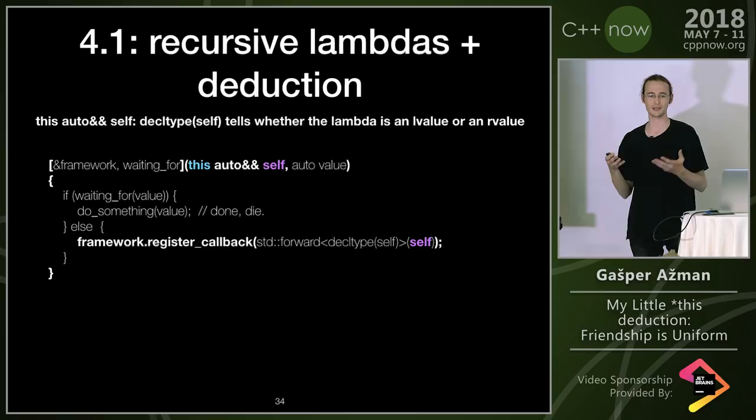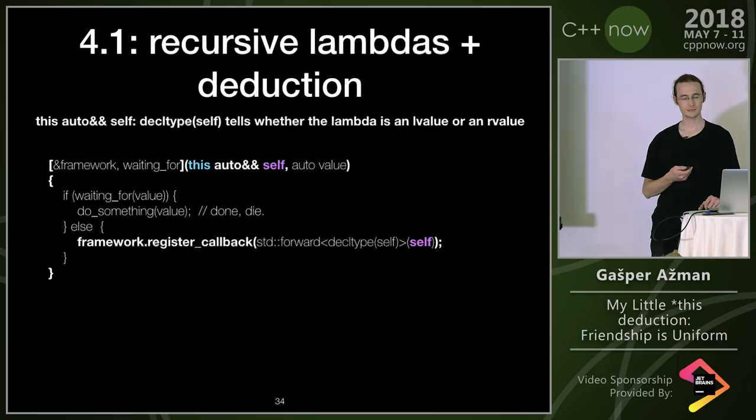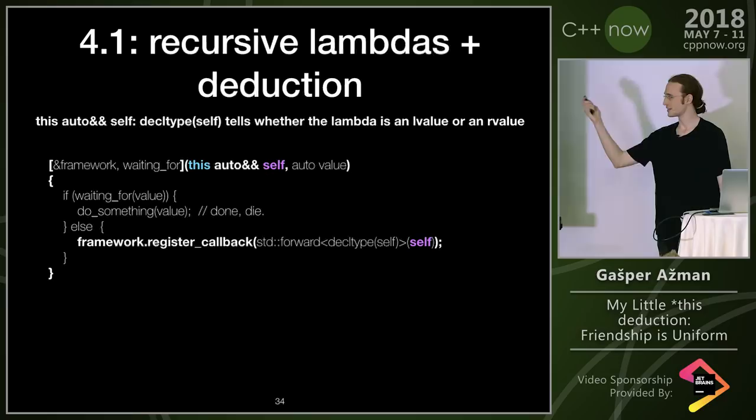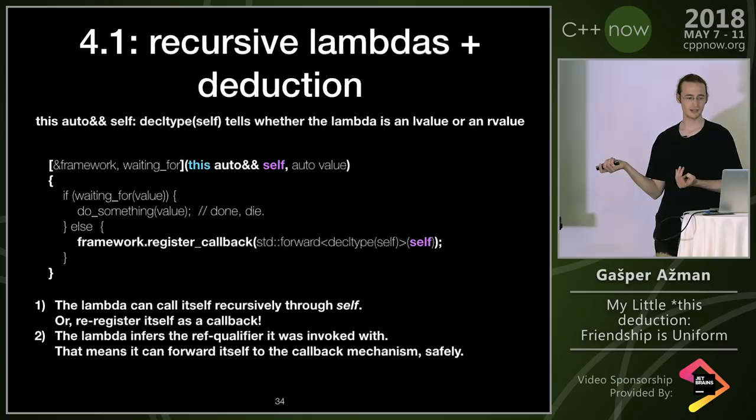Just a comment that the original problem came from considering how to chain futures and carry values through optimally. Ah, okay. Well, that's how. So yes, the lambda can call itself recursively through self, because it has a reference to itself.